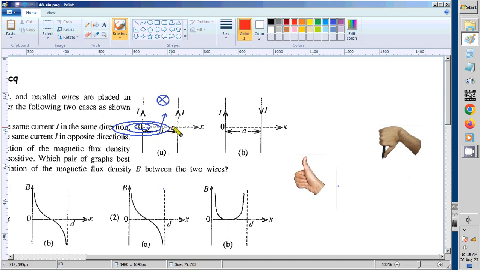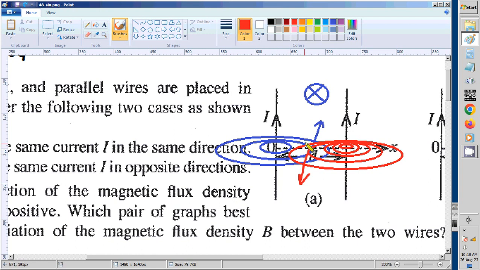So now we can draw the lines very close here, and little by little they separate from each other, weakening when they go away from the wire, like this. So now the direction we know, coming out from here, going in from here. This side we don't want, because this area is outside the graph. So we need only what's happening in the center.